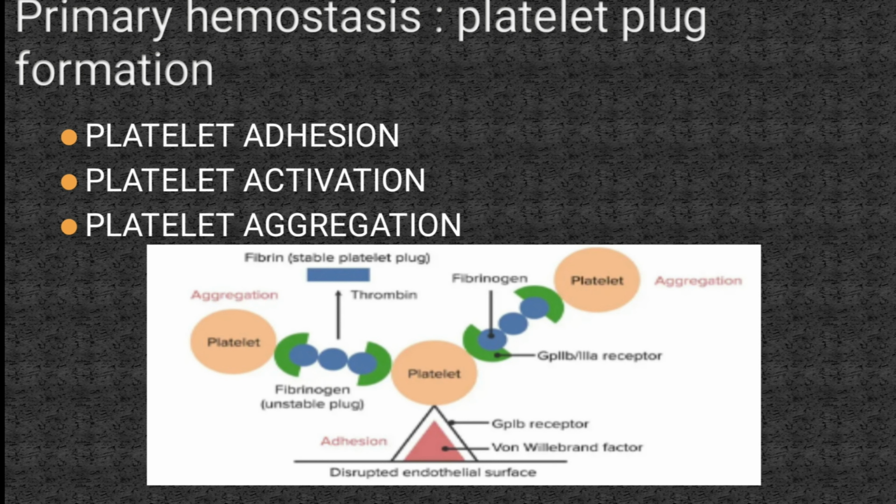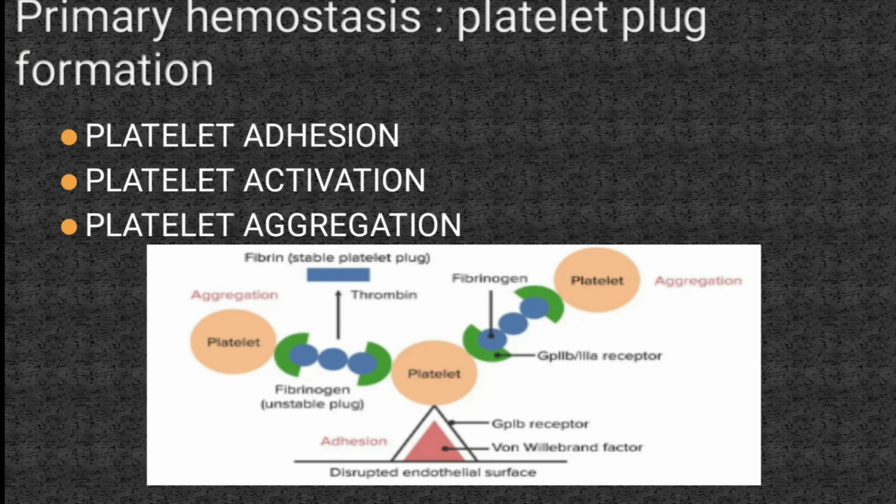Here there is also the secretion of the granules, the alpha granules and delta granules we have already seen. The secretion of the granule contents occurs together with the change in shape of the platelet. Both processes together are called platelet activation. Thrombin activates the platelet and in turn the activated platelet produces prostaglandin thromboxane A2, which is an inducer of platelet aggregation. So the next process is platelet aggregation.